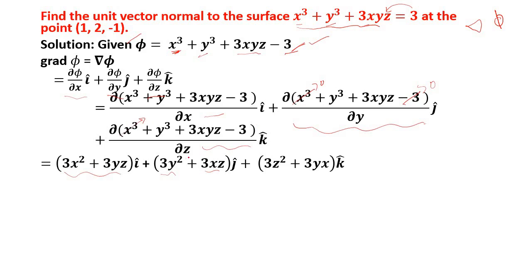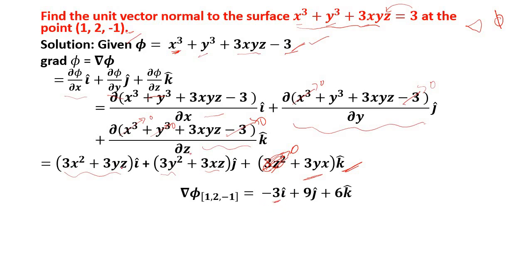Now the derivative with respect to z. X cubed is 0 because I am differentiating with respect to z, and y cubed is also 0. So the derivative is not 3z squared; there is no z squared term, it is only 3xy. Now this is the gradient of the scalar, but I want to find it at this point. So replace x by 1, y by 2 and z by -1. If you replace x by 1, you will get 3i, because how do you get minus 3 here?